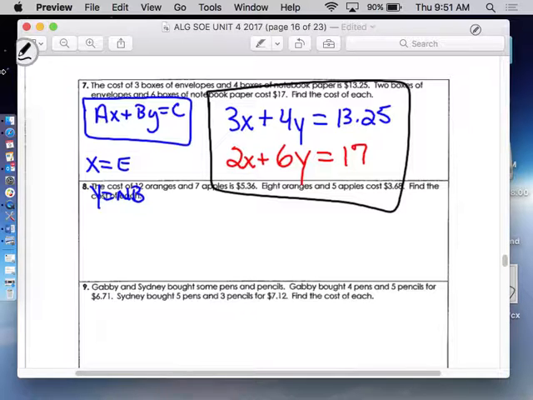I think I would use elimination with this system because none of the coefficients are matching, so I think this is a good candidate for elimination. But the object of this video is not to solve the system. The object of this video is to help you set the system up. So let's look at another one.